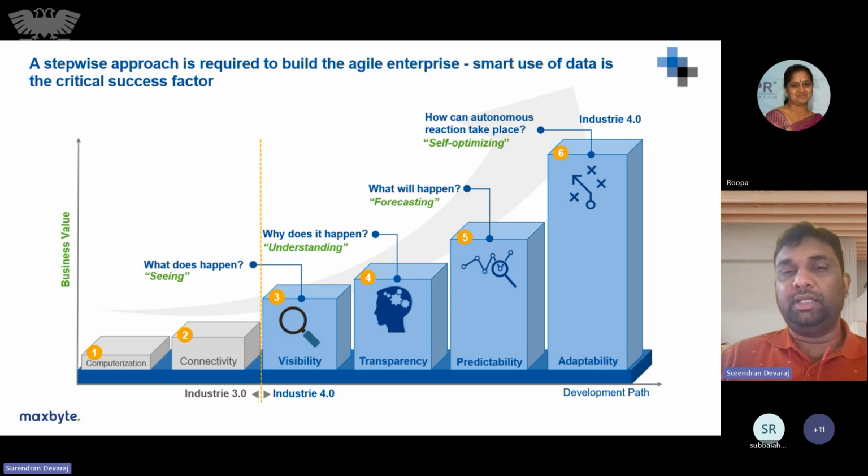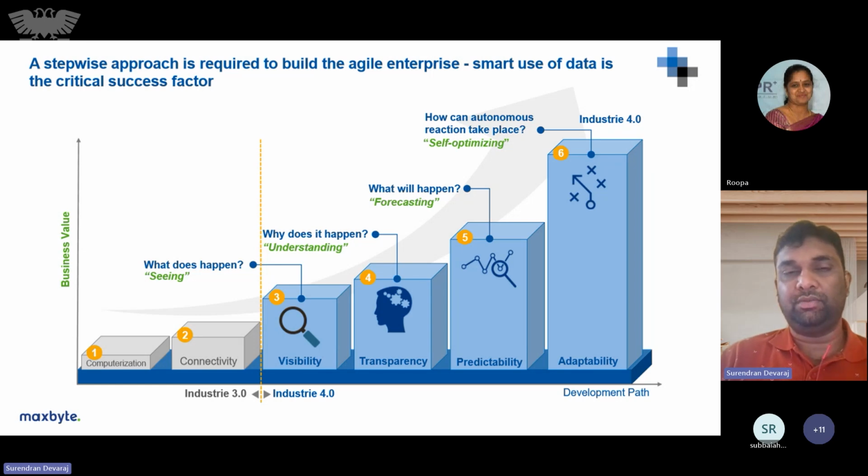But most of the industries in the globe are at either stage 3 or a maximum of 4. 60 to 70% of industries are at level 3, where they have started seeing the data and started understanding what is happening in the system. Now slowly they are trying to move up the digital ladder in terms of transparency, predictability, and adaptability. This is the maturity level that every industry wants to progress upon.